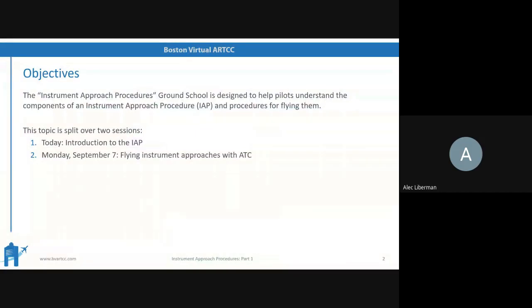Tonight's objectives, we're going to discuss instrument approach procedures. We're going to help you understand the components of an instrument approach procedure, or an IAP, and how to fly them. This is a really large topic, so we actually have it split into two sessions. Tonight we're going to introduce you to the IAP and just give you basic terminology, what they are, how to fly them. And then next week we're going to talk about how to fly them with air traffic control.